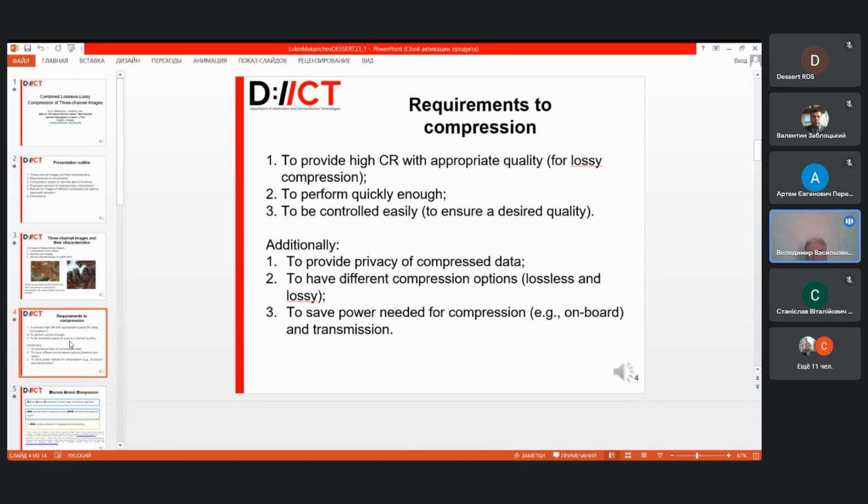Then, it is often needed to save power needed for compression, especially if compression of remote sensing data is carried out on board of drones, on board of UAVs, and so on, because power is limited in this case. This also has a relation to the so-called green technologies. That is, we have to save energy and not to irradiate into the space around us.